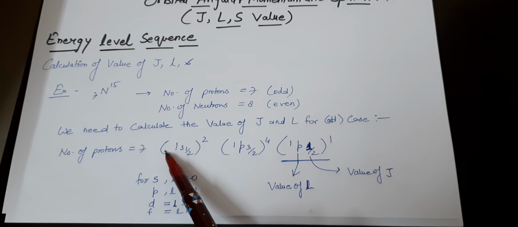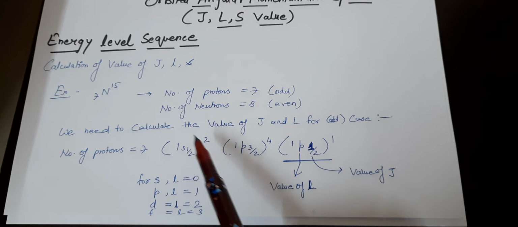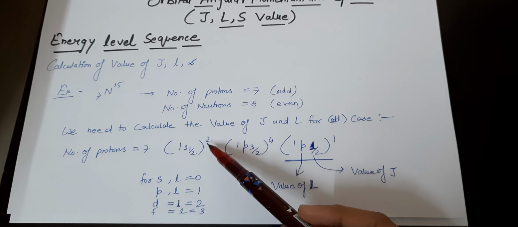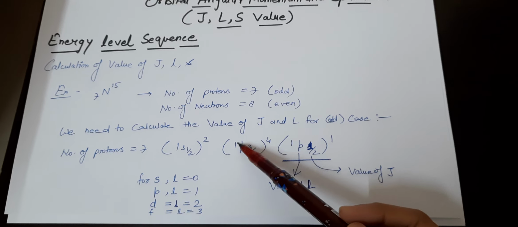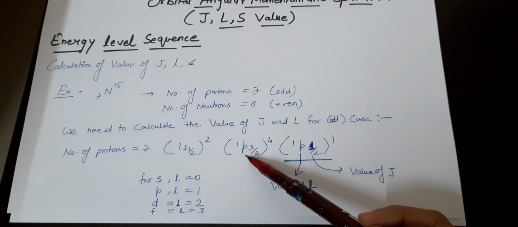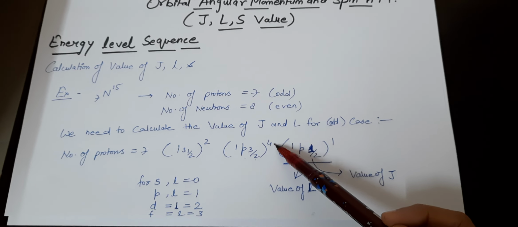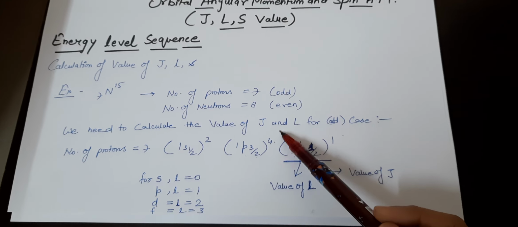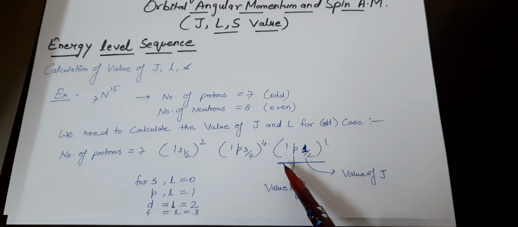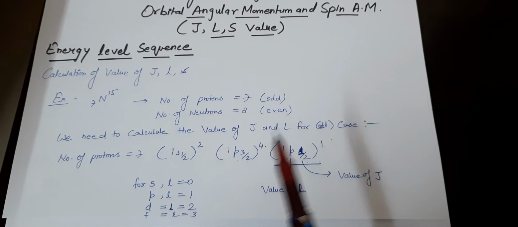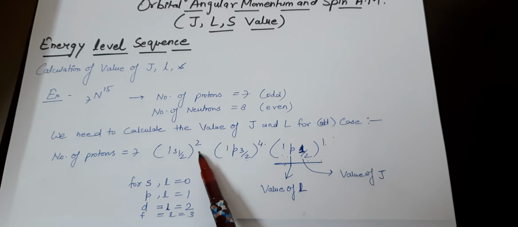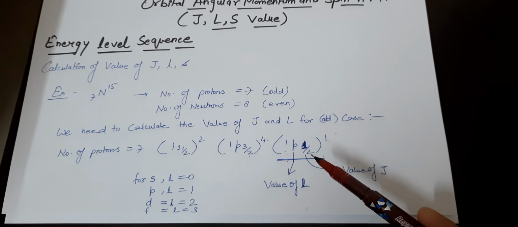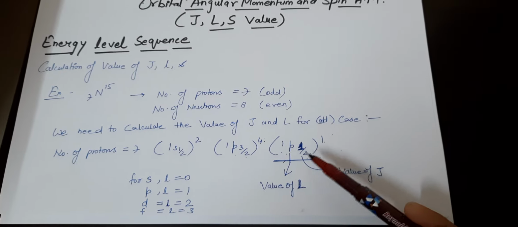So the number of protons is 7. So start filling those nucleons in the subshells in a similar way. S1/2 gets filled by 2 nucleons, means 2 protons, and then P3/2 contains 4 protons, and then the last one, P1/2, contains 1. So 2, 4, 6, then 7. Okay, so the last subshell is this one. These are the filled subshells and this is unfilled, means partially filled. So we have to consider this one to get the value of J and L.